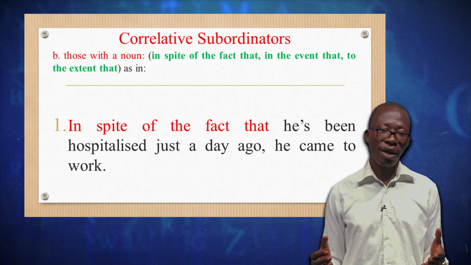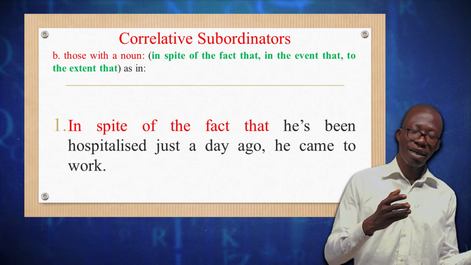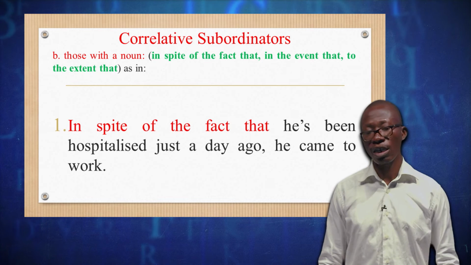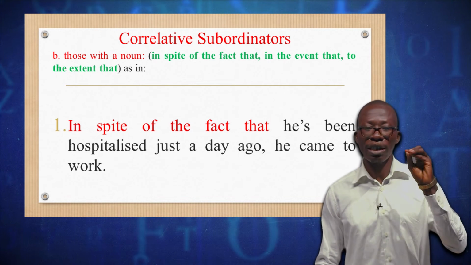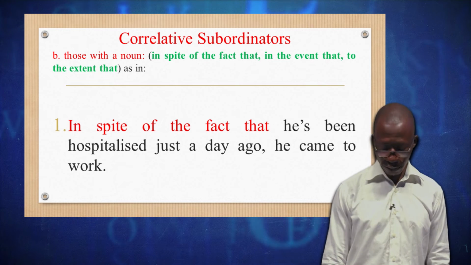Having our main clause, he came to work, coming after our subordinate clause. And in this case, our subordinator is placed at the beginning of the sentence.